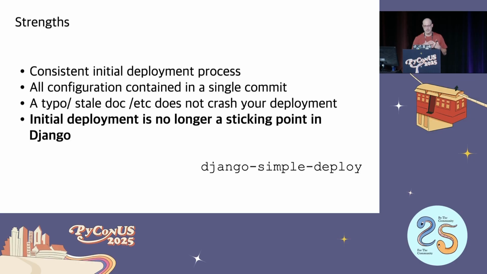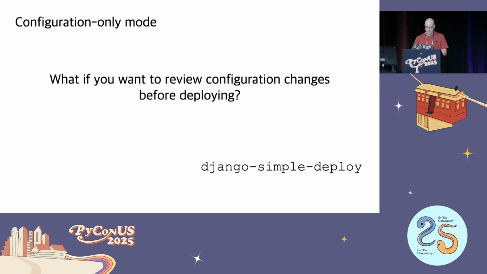Strengths of this approach, it's a consistent initial deployment process. All the configuration that's done for you is contained in a single commit. It means that a typo or stale documentation from a platform provider does not crash your deployment. It means initial deployment is no longer a sticking point in Django.